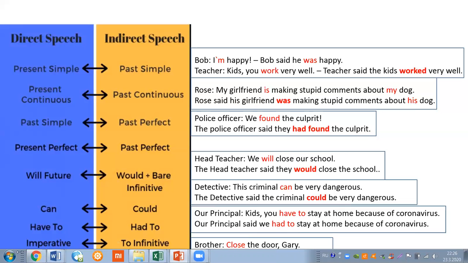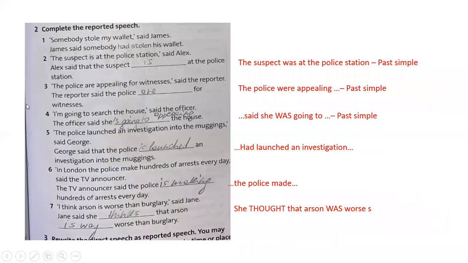So we will look through the next slide, and here you can see some of the sentences which we need to correct because they are not fully correct from the perspective of a reported speech rule. So the first one is just an example. The task here was to complete the reported speech. Look through the example. "Somebody stole my wallet," said James, and we need to change this sentence into reported speech. James said somebody had stolen his wallet.